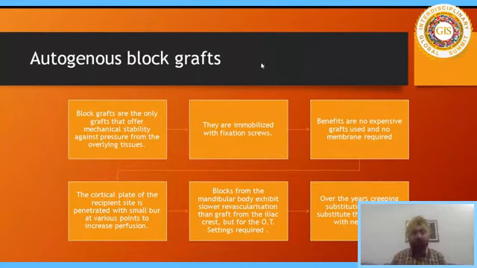The cortical plate of the recipient site is penetrated with a small burr at various points so that the blood supply is increased and the marrow space is open. Blocks from the mandibular body exhibit slower revascularization than from the iliac crest, but these are still preferred because you'll need an OT setting for that. Over the years, creeping substitution helps to substitute the block graft with the new bone.